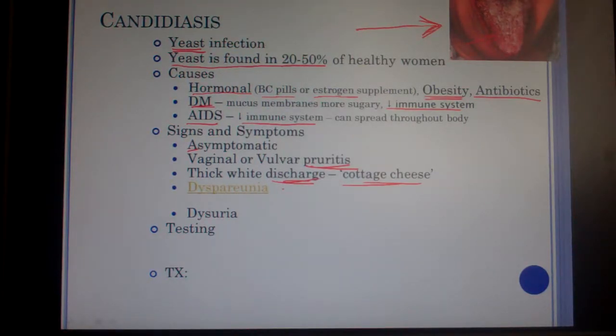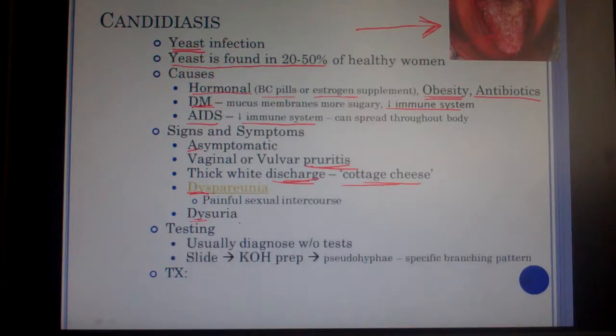Dyspareunia. I think that's a hyperlink on the regular PowerPoint, if you wanted to click on that and get the definition. But that just means painful sexual intercourse. It's probably a new word for a lot of people, but dys is either pain or definitely unusual. So dyspareunia is painful sexual intercourse, and it also hurts to urinate. So, dysuria.